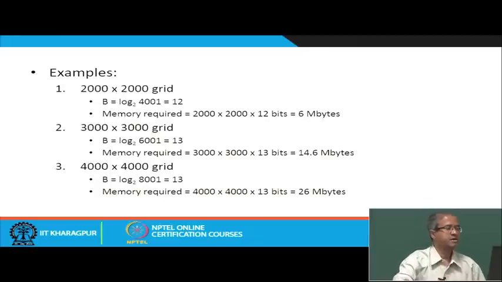Now, let us take a quick look at some sample grid sizes. Say we have a 2000 by 2000 grid.